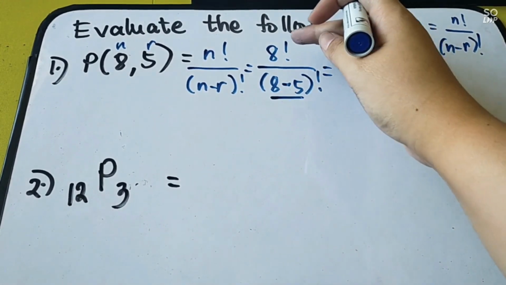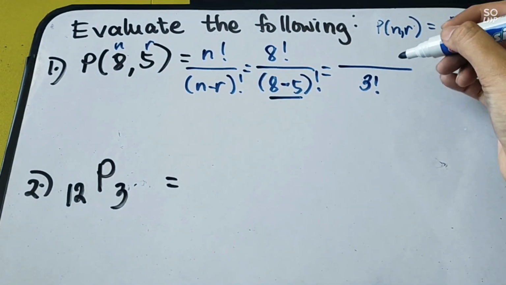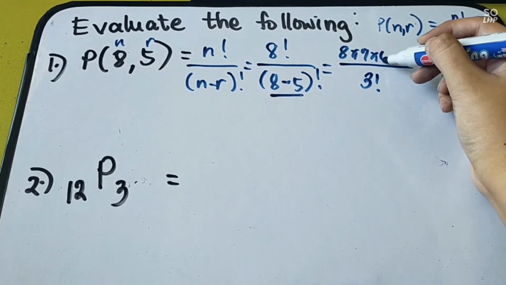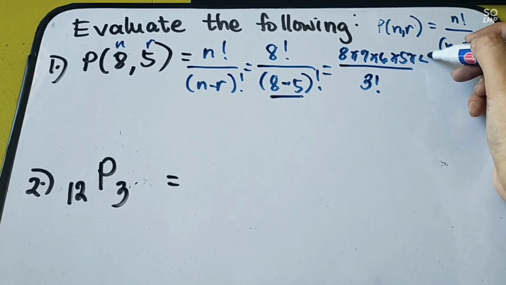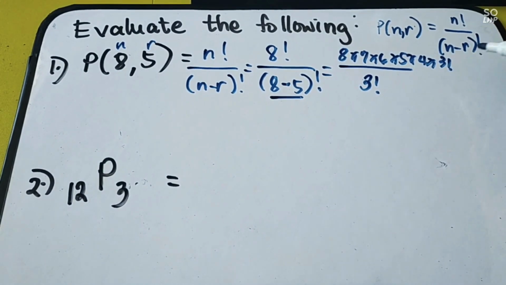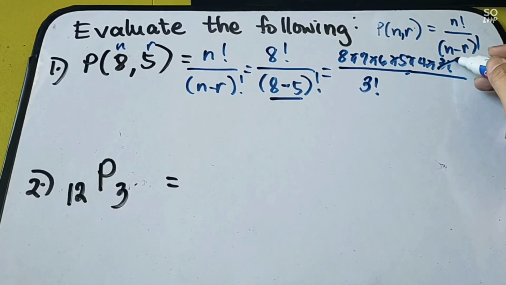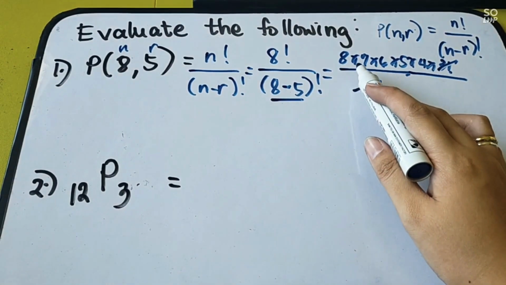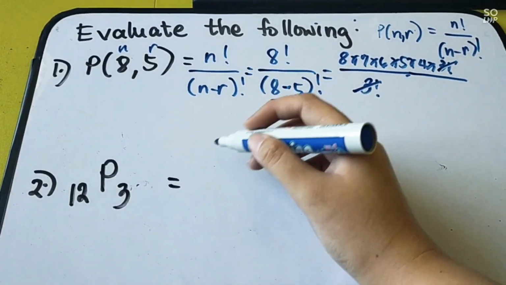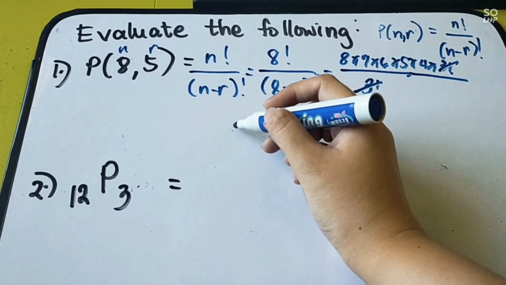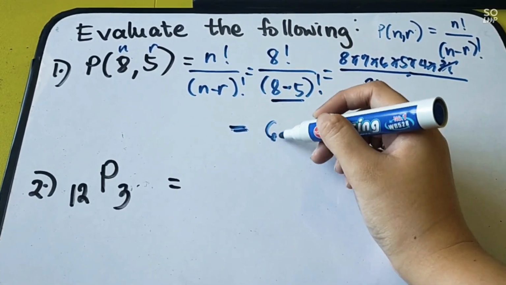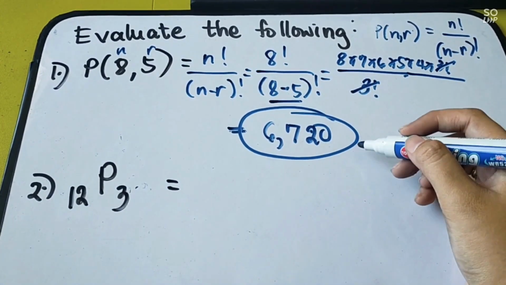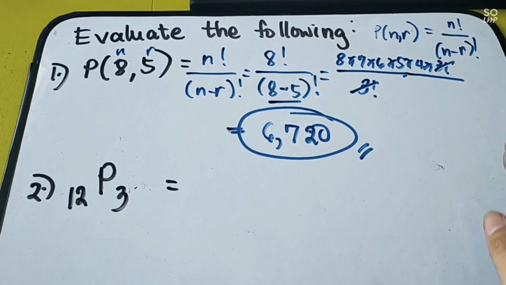So, when you expand it, stop at 3 factorial. So, we have 8 times 7 times 6 times 5 times 4 times 3 factorial. Then, cancel out 3 factorial. Afterwards, multiply 8 times 7 up to times 4. If you multiply that, the answer is 6,720. That is the answer when 8 taken 5.